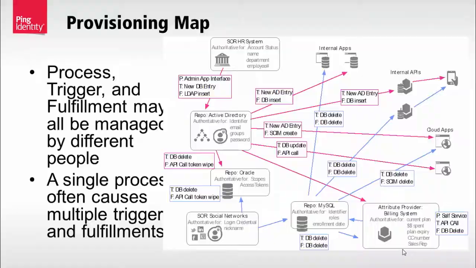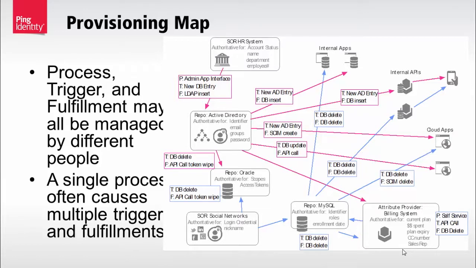So there is a loose coupling often between the process and the actual trigger that's going to make all the data ripple through your organization. All right, so same map, right? Now we're going to talk a bit about processes, triggers, and fulfillment, right?